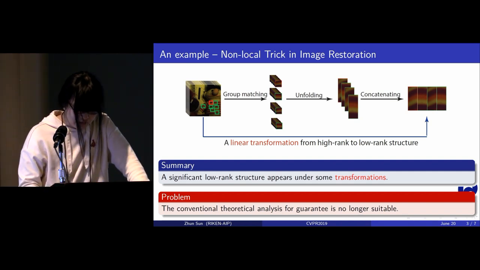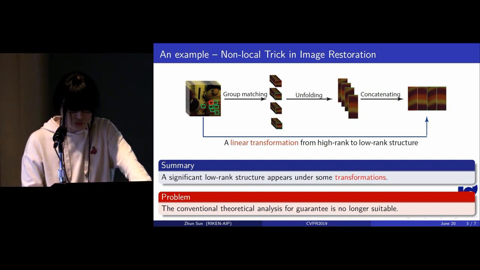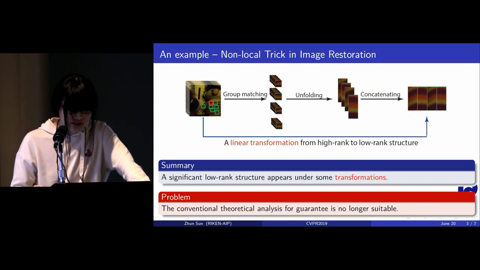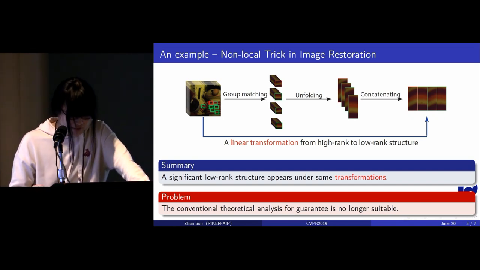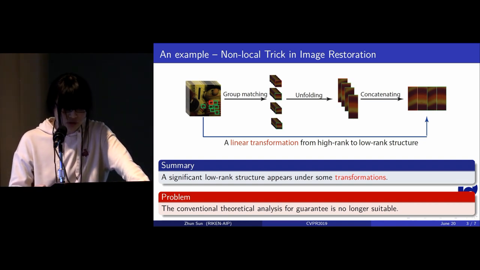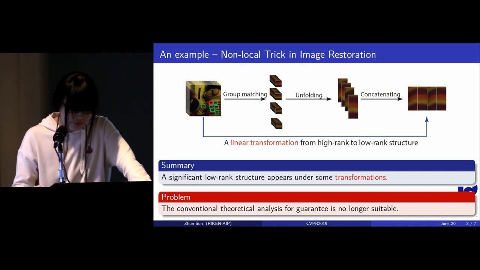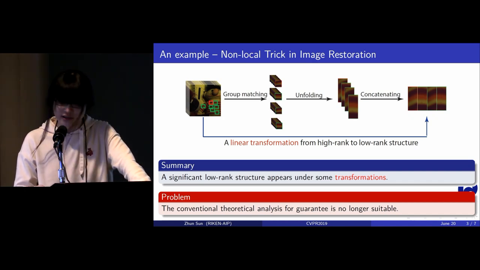Although this assumption is generally applicable to real-world data, in some cases the low-rankness of the present data is not sufficient, so many tricks have been introduced. Here, I would like to present a commonly employed trick for the image restoration task, namely the non-local method.